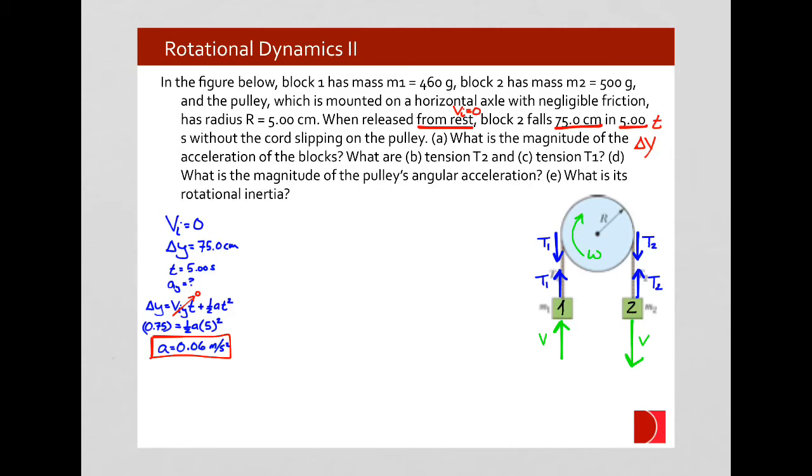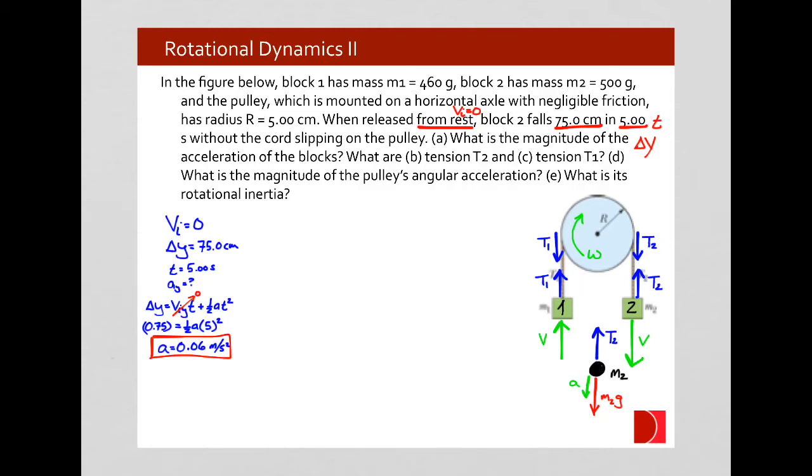When we look at T2, we can find a free body diagram for M2. We know that we have the tension upwards. We know that we have gravity downwards. And we know that our velocity and, as a result, our acceleration is downwards as well.